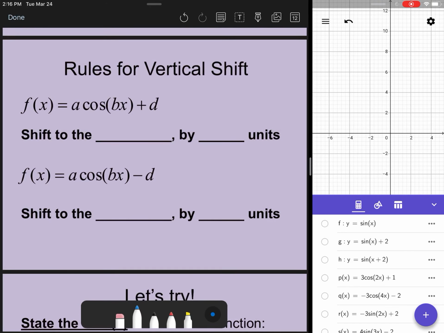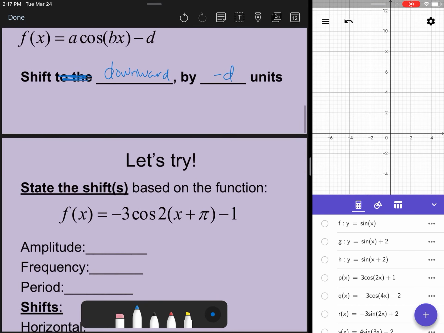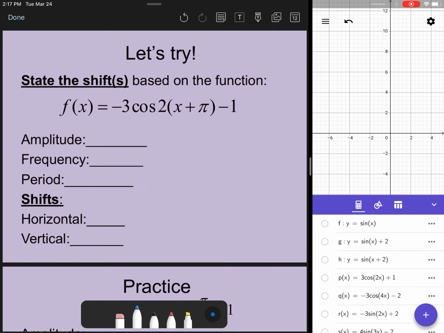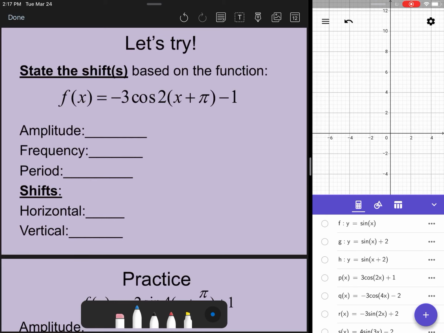Okay, vertical shift, take it as it is. All right, this should be a shift upward, D units, and this is a shift downward, negative D units. So those vertical shifts are always the most straightforward. It's the horizontal ones that are flipped around, okay, the opposite signs.